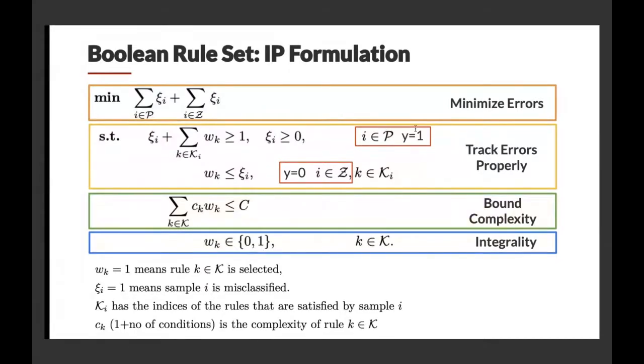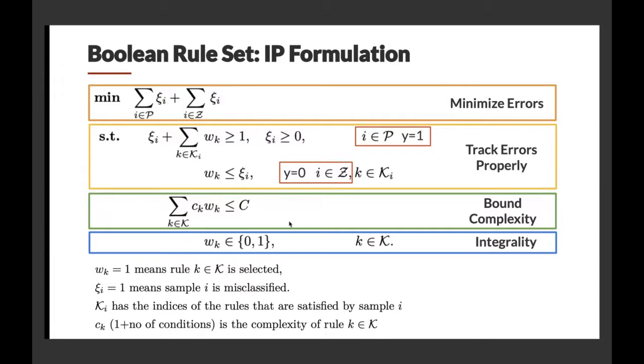The majority of this model is just about adding constraints to track these errors properly. For members of the positive class, we only have to add one constraint, where we essentially ensure that if our data point meets any of the rules that we've included, we can set this epsilon to 0. But for data points in our negative class, we have to have one constraint for every rule that it meets. So in the worst case, we're looking at an exponential number of constraints here.